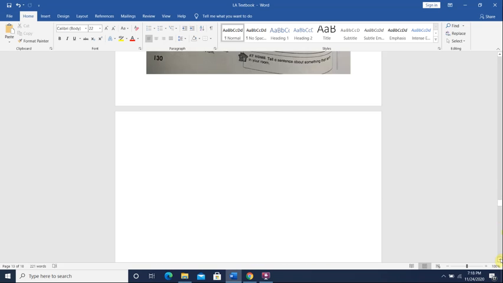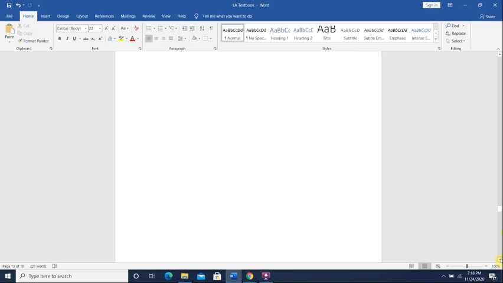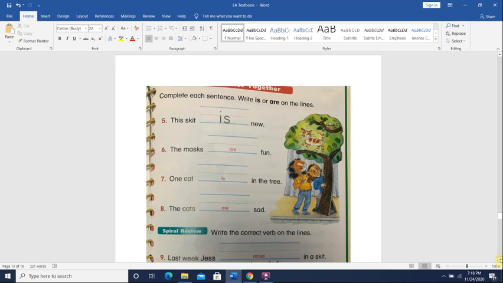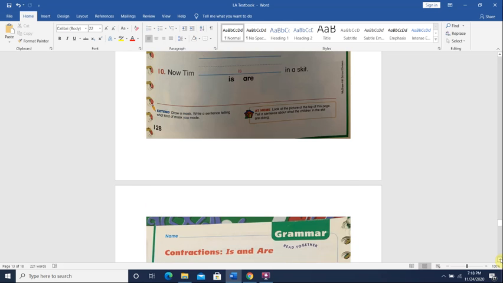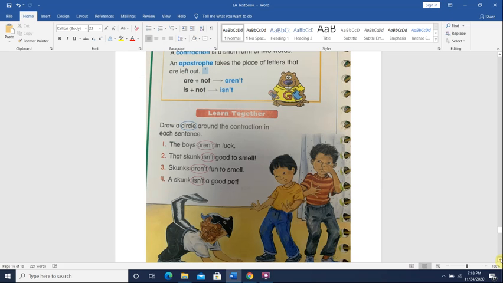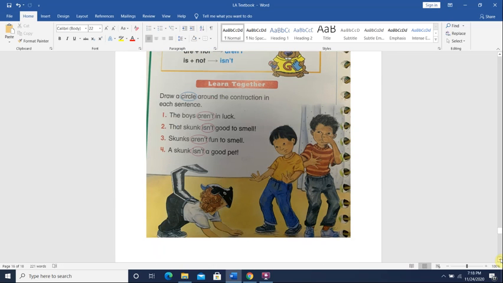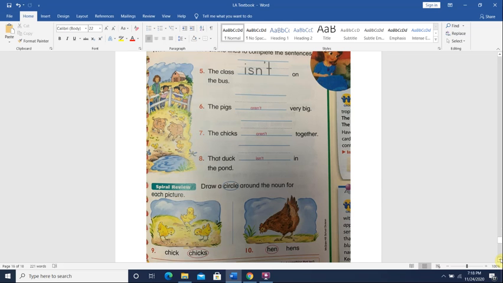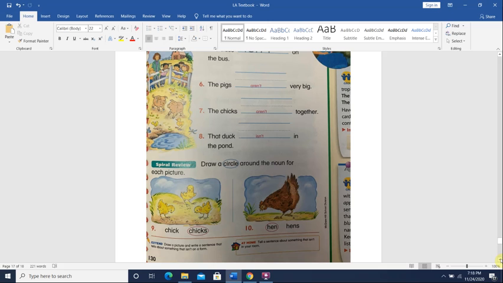Let me show you the answers. I don't know why I keep skipping pages. Okay, sorry. This is the answer key for page 129 and I forgot. And this is the answer key for the second page, 130. So the first one was 129 and the second one was 130.